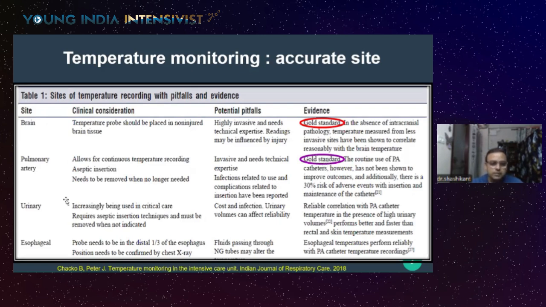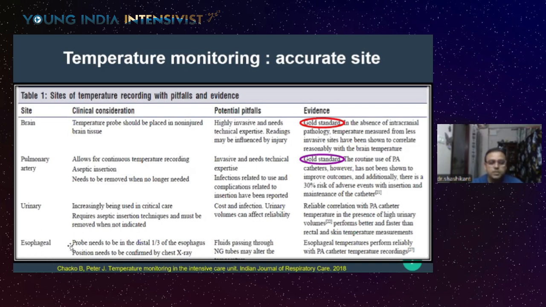And these two sites are being considered as gold standard of core temperature monitoring. Apart from this, putting a probe or catheter into the bladder also gives a fair idea about the core temperature, and it has shown a reliable correlation with PA temperature monitoring. But the pitfall is it is a costly affair. Again, the infectious complications and urinary volume do affect the reliability of temperature. It is more accurate when the urine volume is high, and it becomes less and less accurate when volumes are less.